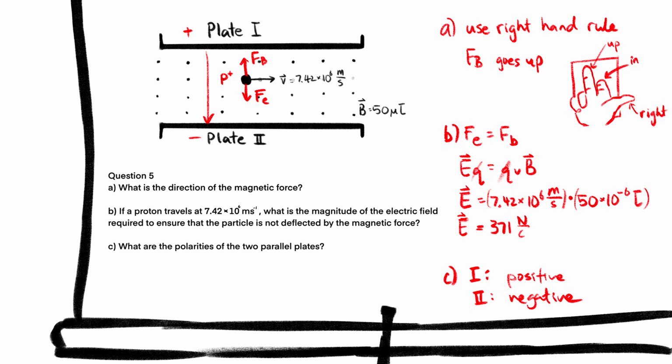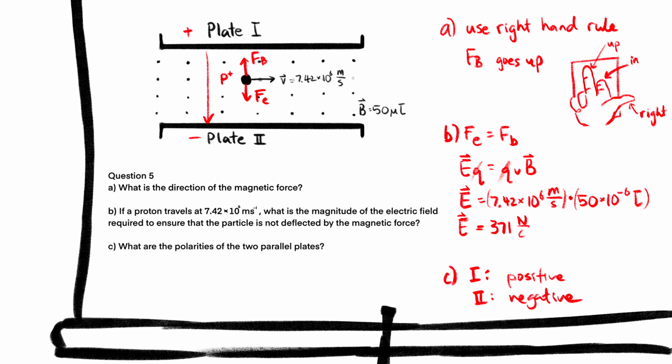Question 5a. Using the right-hand rule, you should determine that the magnetic force points upwards. Question 5b. If the particle is in uniform motion, F net must be 0. Hence, the electric force must be equal in magnitude to the magnetic force. Finally, manipulate the formulas Fe equals Eq and Fb equals QvB and substitute in the known variables.